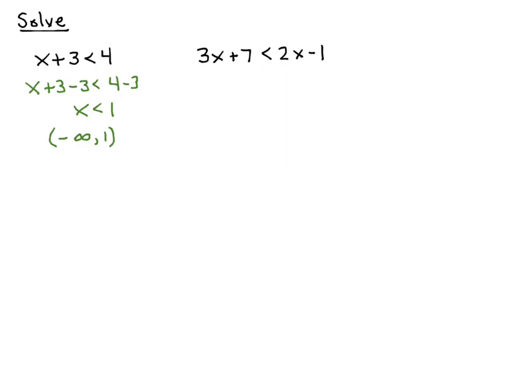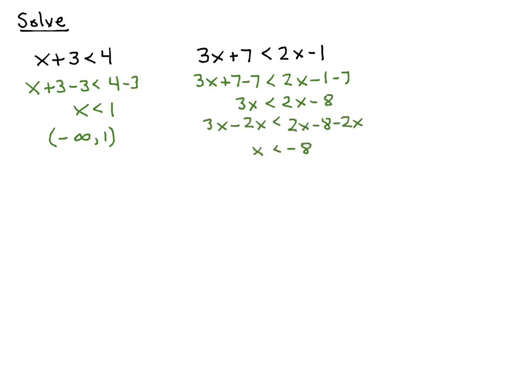Now, when you have x on both sides of the inequality, you can avoid this whole issue of multiplying by negative 1 if you anticipate which side will give you the positive x. And on this side, you see the 3x is greater than the 2x. So if you move the x's over to the left, you're going to end up with a positive term in x. And so first thing I'm going to do is move the 7 over by subtracting 7 from both sides.